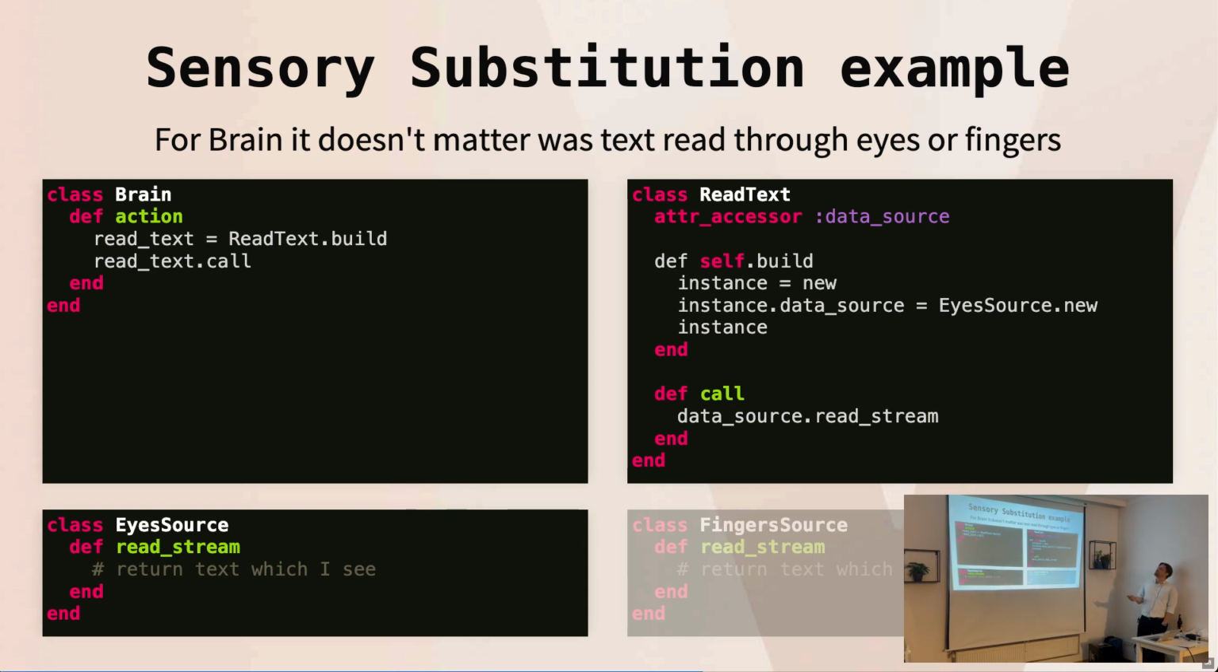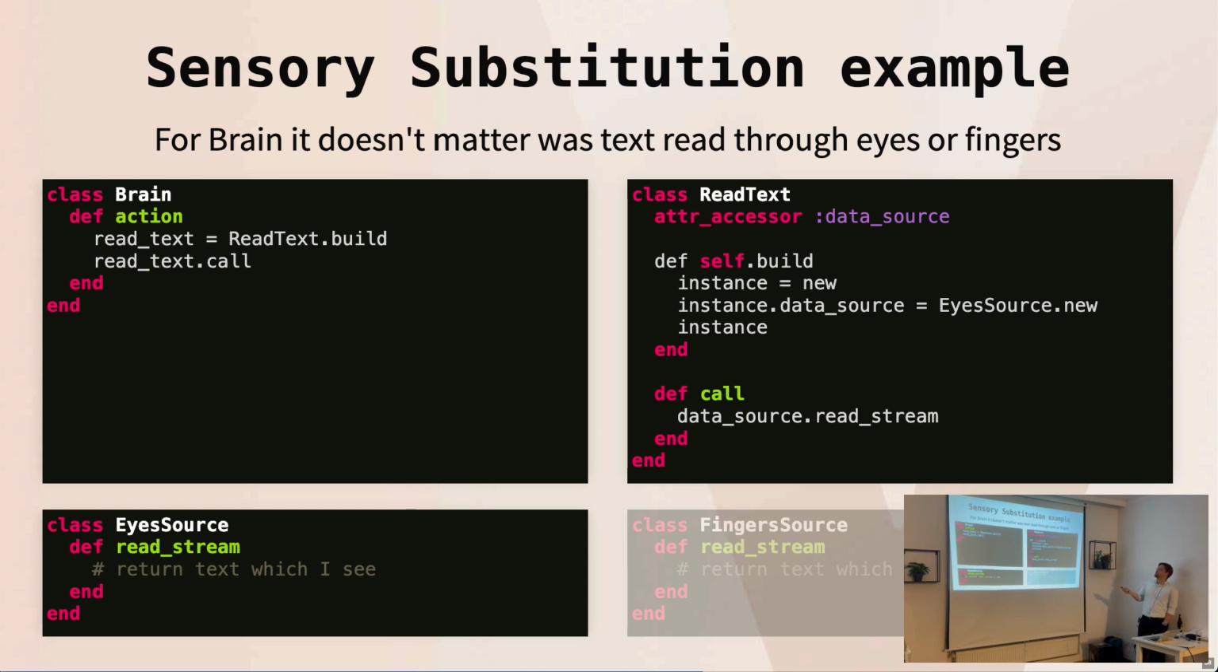We have our brain, hopefully. And so the brain wants to have the action dependency read text. And of course, it will call this action afterwards. We have our service which implements the reading of the code, and it's supposed to have some dependency data source. And so we have the same solution as we had previously with the build class.